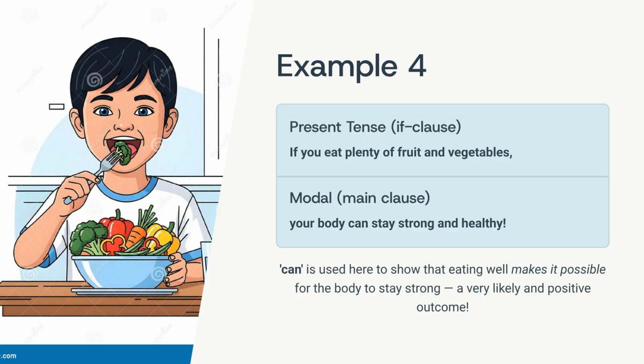Here is example 4, using another modal. The present tense if clause is if you eat plenty of fruit and vegetables. The modal main clause is your body can stay strong and healthy. Can is used here to show that eating well makes it possible for the body to stay strong, which is a very likely and positive outcome.